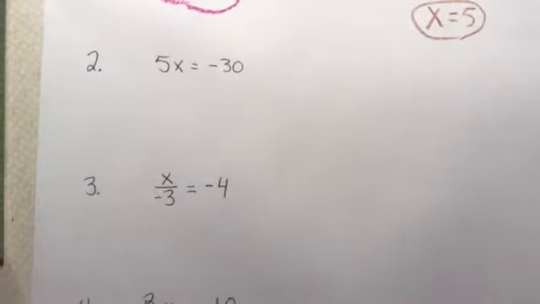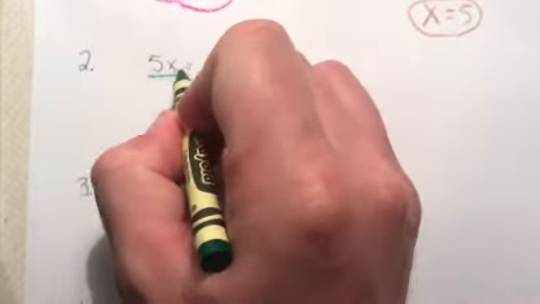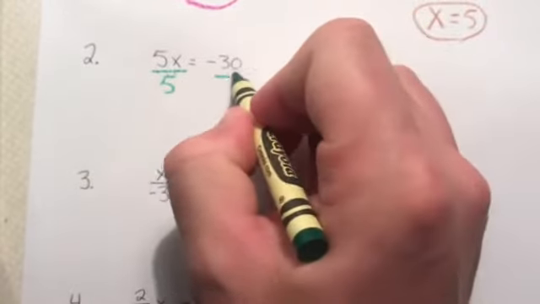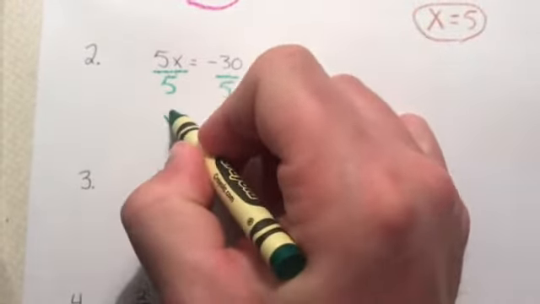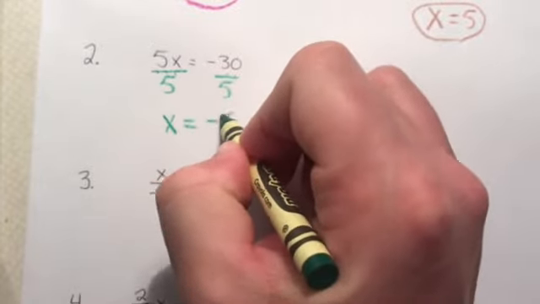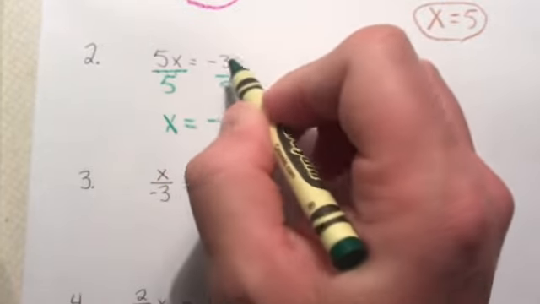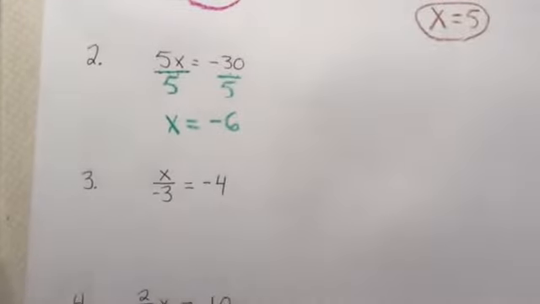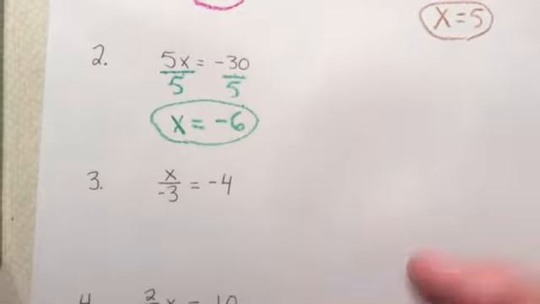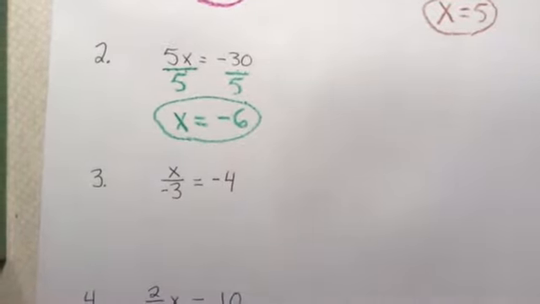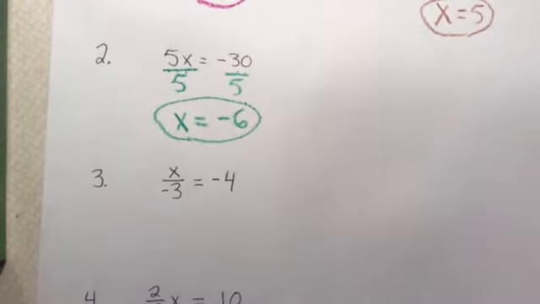5x, again, we're just going to undo that multiplication with division. And we'll get x is equal to -6. Again, a good reminder, a negative divided by a positive is a negative. I'll circle my answer. Number 3 looks a little different because it is. It is a little different.